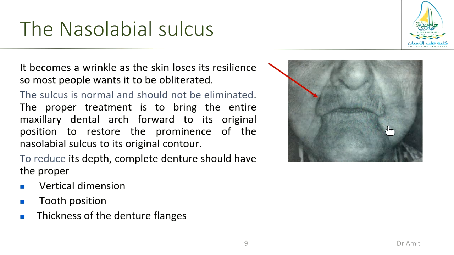So usually when the patient comes, they will ask you to obliterate it. Most people will ask us to remove this sulcus because it becomes very deep with old age. But that is a normal structure. We should never try to remove it completely, but we can always support the upper lip so that the patient has a natural appearance, or it looks aesthetic on the patient. Okay, so this circle is normal.